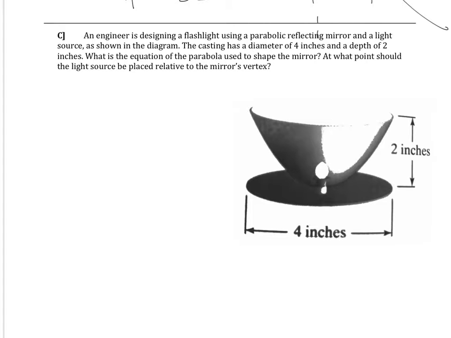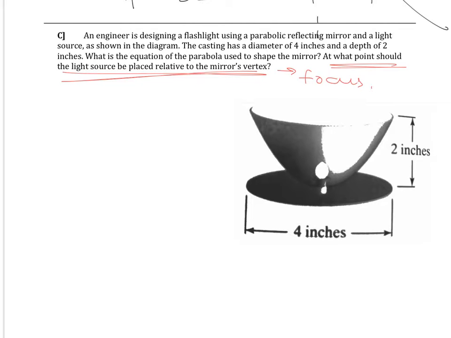This one is a flashlight using a parabolic reflecting mirror and a light source, as shown in the diagram. The casting has a diameter of 4 inches and a depth of 2 inches. What's the equation of the parabola used to shape the mirror? At what point should the light source be placed relative to the mirror's vertex? Okay, whenever they ask at what point, they're looking for the focus here. So this is the focus. But we can't find the focus until we have an equation.